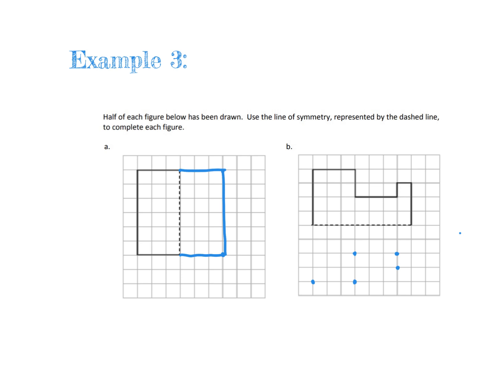Over 1. And then up 3. Now we can draw our lines, and that would give us a symmetrical shape.